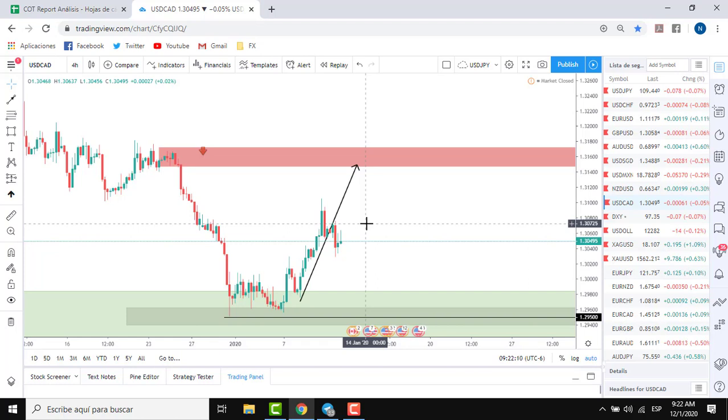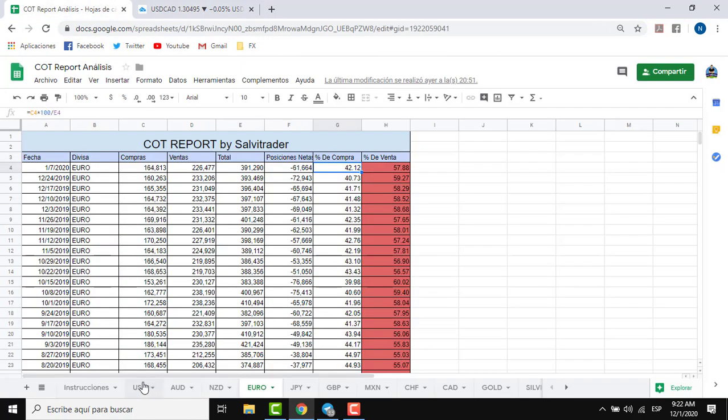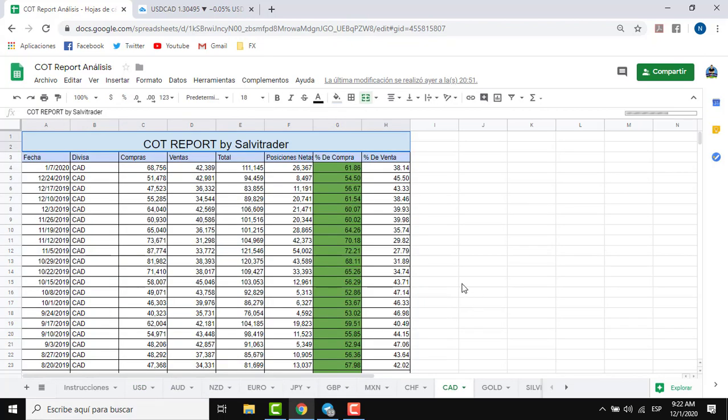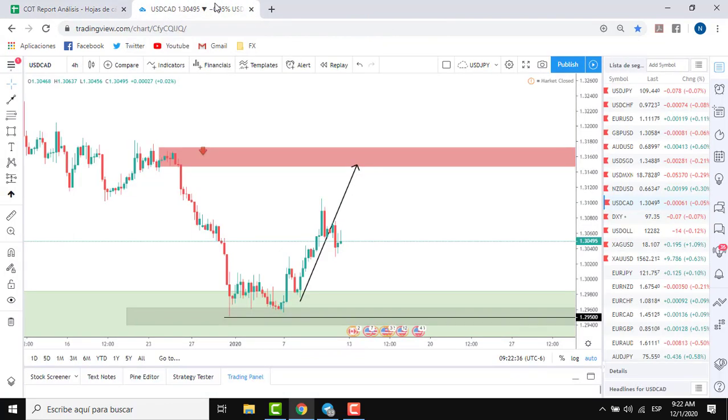My job on this one is just wait for the price to get here, and once it gets here, then go short. Why? Because it is a supply zone. Knowing that they are removing buy positions from the US dollar, and as well that they are adding buy positions on the Canadian dollar on the COT report. That's how I read it. Okay, so this is very simple. We just need to wait and see how the price moves, how the price reacts from this level. Okay, let's check the last one.